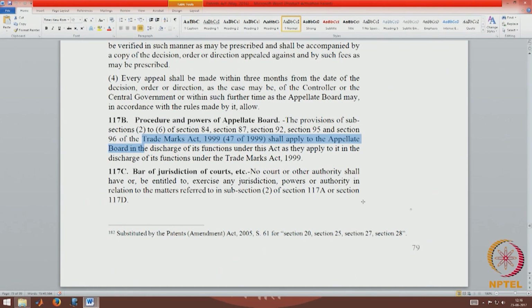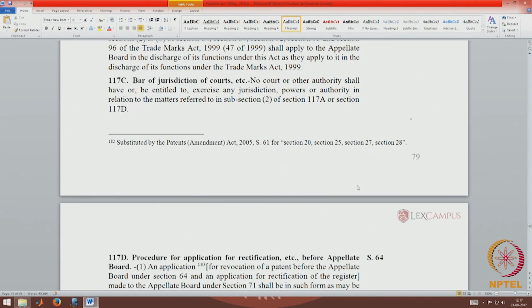They are not very elaborate, they run into short pages, but they are largely procedural. So, you just need to be familiar with what those rules cover, and they are largely important for the purposes of practice when you file an appeal or a petition before the Appellate Board. So, there are no substantive provisions, and for that purpose there will not be any questions from those rules in this exam.